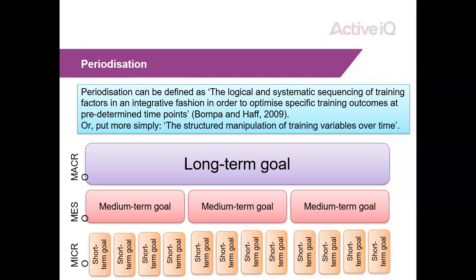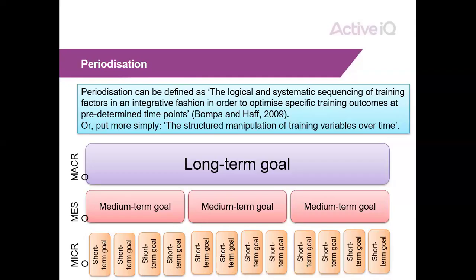Now, training variables, remember, we don't just need to talk about intensities. We can also talk about the types of training. So that could be advanced methods. It could be the modality of the training. Phase 1, I might refer more to resistance machines, more supported exercises. And then I might bring in some more challenging types of exercise as I move into phase 2 and phase 3, such as cables or free weights.